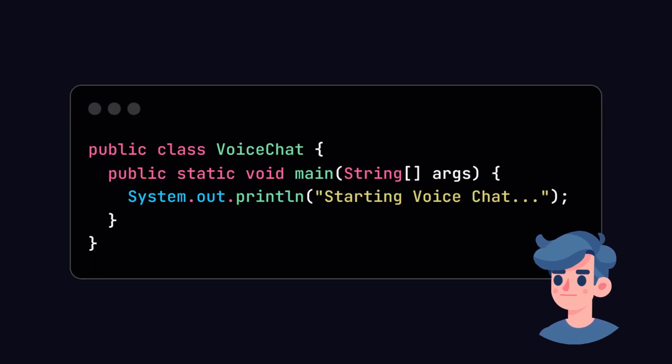Now, let's set up a basic Java project. Create a new directory for your project, VoiceChatGame, and navigate into it. cd VoiceChatGame. Then, create a new Java file named VoiceChat.java. Now, let's write the necessary scaffold code to set up the game server functionalities in VoiceChat.java.